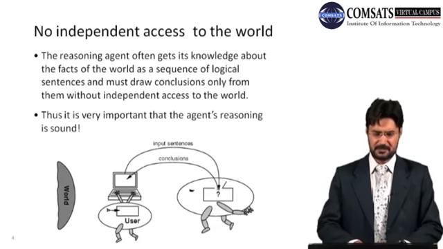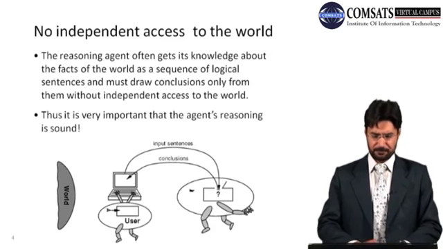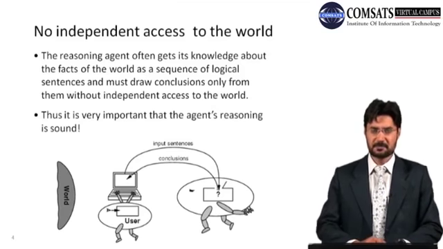First of all, we need to understand that an agent can only get information or knowledge which the user is going to provide. So the reasoning agent often gets its knowledge about the facts of the world as a sequence of logical sentences, and must draw a conclusion only from them without independent access to the world. So at this point it is very clear that whatever the agent understands will be through the user.